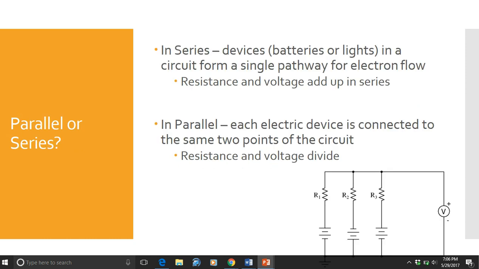Remember, in series, devices are going to form a single pathway, like a series in a TV show. One thing comes right after another. And these are going to add up. But in parallel, there's a different path for the electricity to flow. And so everything's going to divide.